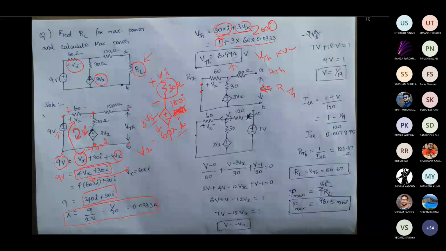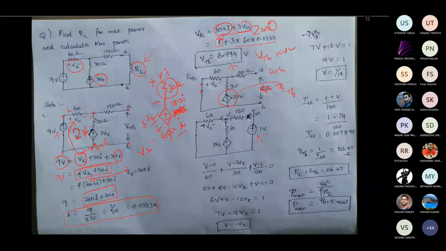So again, here you are having a dependent source. When you are having the dependent source, you cannot find the RTH directly. So in order to find RTH, what you have to do, you have to apply a test source of any magnitude. I am considering it as 1 volt. Then you can see the circuit. The remaining circuit is as it is.